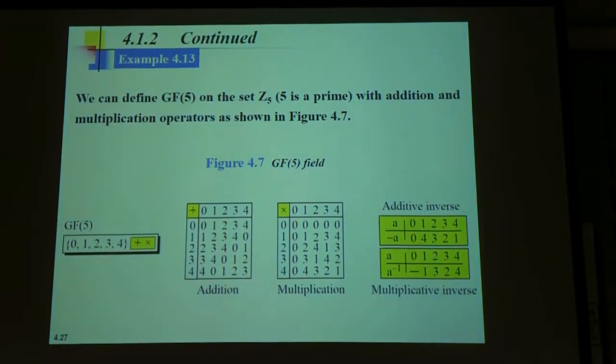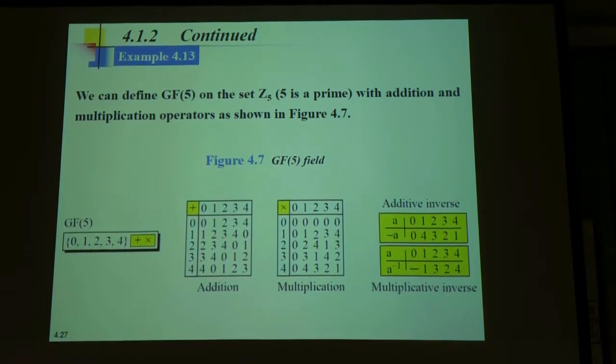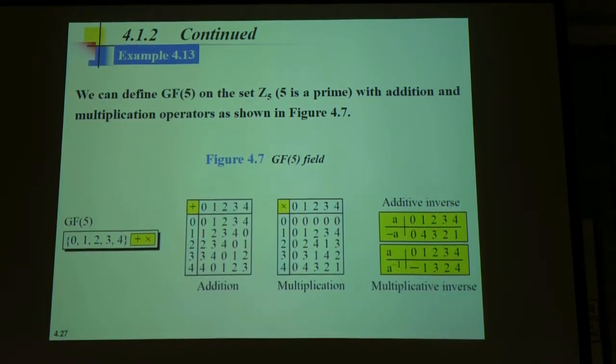Of 5. So is 5 a prime? Yes. What are the elements? 0, 1, 2, 3, 4. So Z5 is a prime field with addition and multiplication. So this is a set. These are the multiplications, so you could do the operation. All of them have additive inverse, but 0 does not have multiplicative inverse. Any other ones have multiplicative inverse.